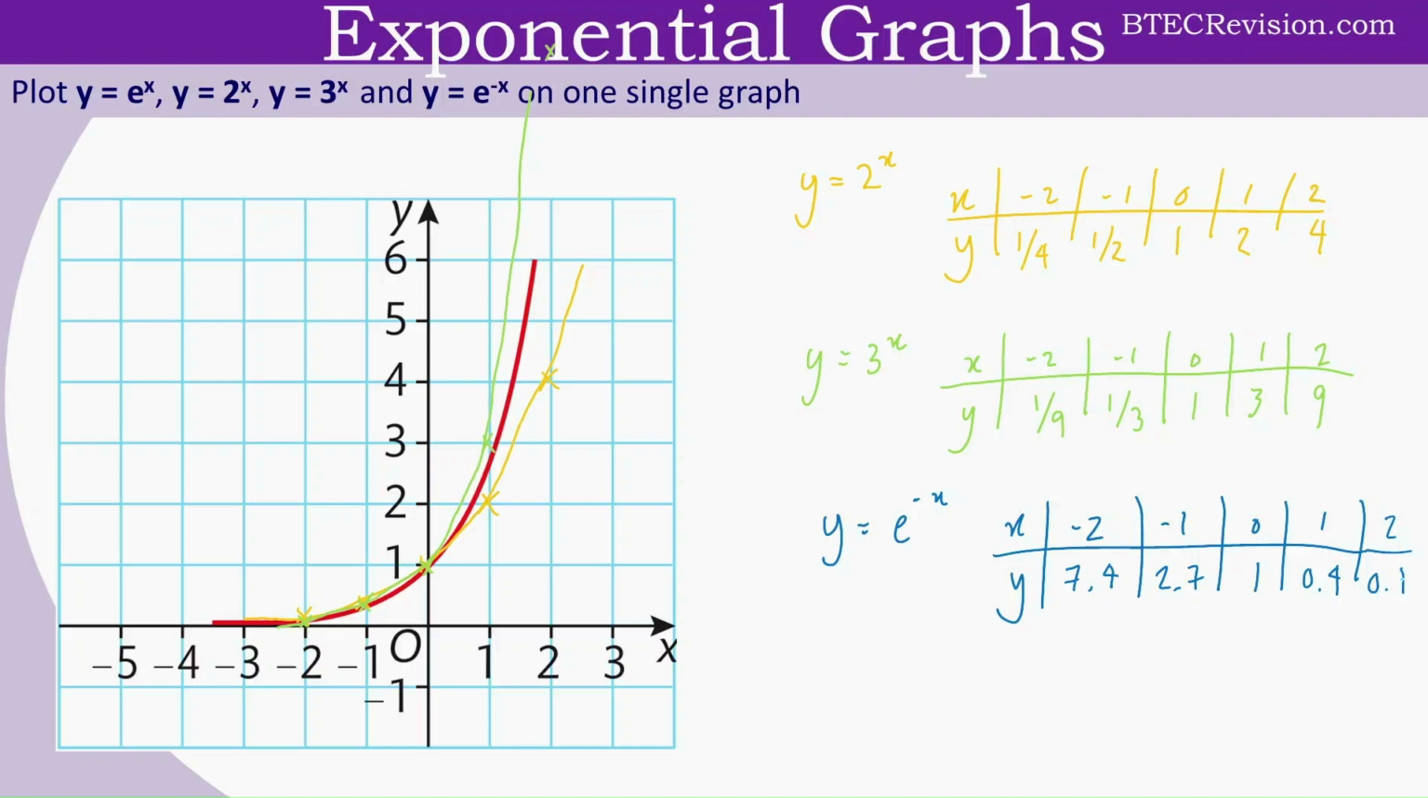Now we can plot these. So x is -2, and the y value is going to be 7.4, so it's off the scale. It's roughly there. For x is -1, the y value is 2.7, it's about there. And x is 0, y is 1. And x is 1, y is 0.4. And for x is 2, y is 0.1. And drawing the line of best fit gives us a curve.